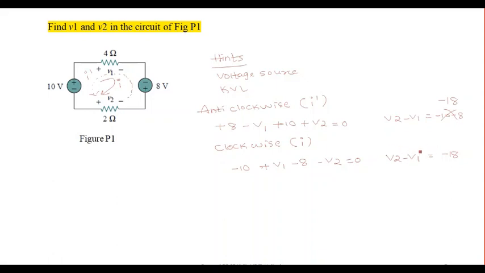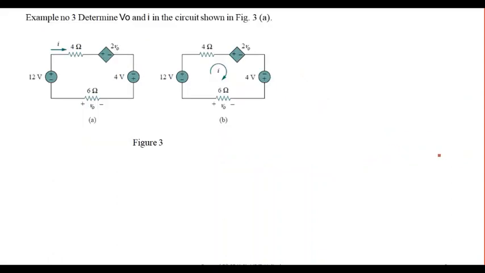Okay, so now we shall go to the next problem. Here we have a problem associated with dependent sources. As you can see, what is the requirement here? You need to solve for V0 and I, right? So these are the two unknowns here.